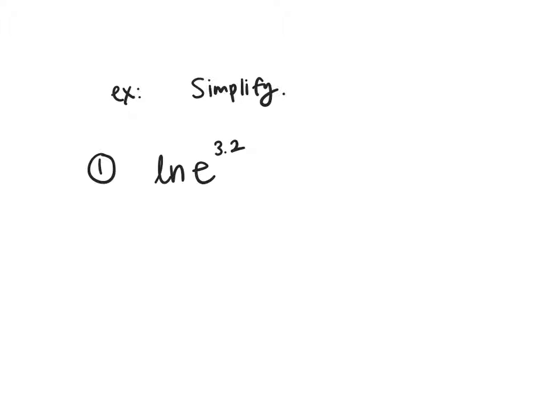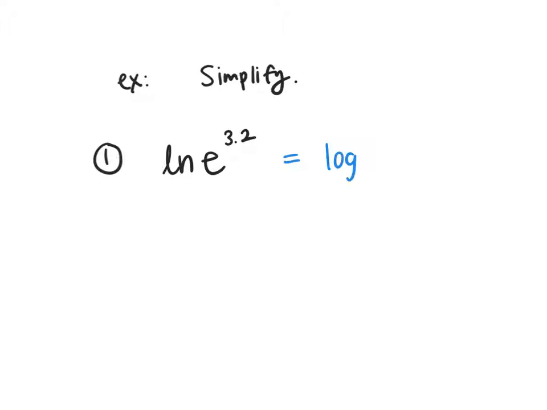Simplify the following: the natural log of e to the 3.2. So there are two ways that you can think about this. One way is that natural log could be thought of as log base e, because that's what it is, right? Notice that log base e and e to the something exponentiated cancel each other or undo each other, giving you the final answer of 3.2. So that's one way to do this.